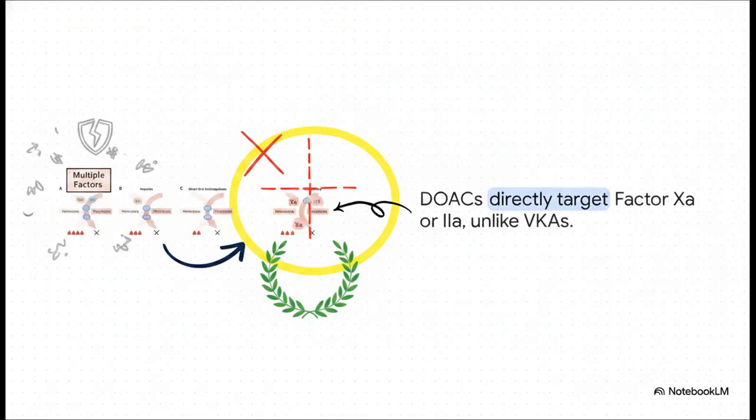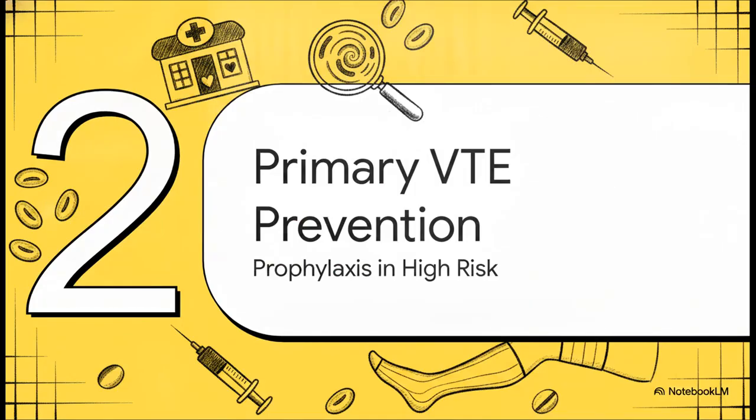And the mechanism behind this is brilliant. Instead of broadly suppressing multiple vitamin K-dependent factors the way VKAs do, DOACs are basically surgical. They directly target either factor Xa or thrombin to halt thrombosis. This pinpoint precision means we can stop a clot from forming while really minimizing the collateral damage of bleeding compared to those older therapies. Moving to Section 2, Primary VTE Prevention, Prophylaxis in High-Risk Patients.